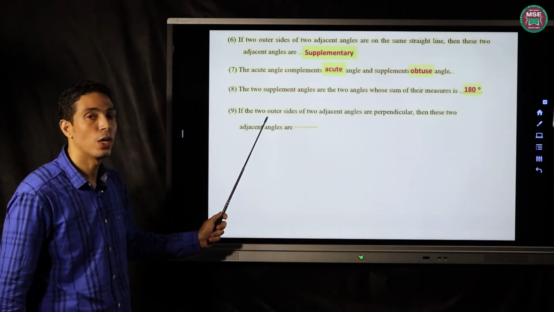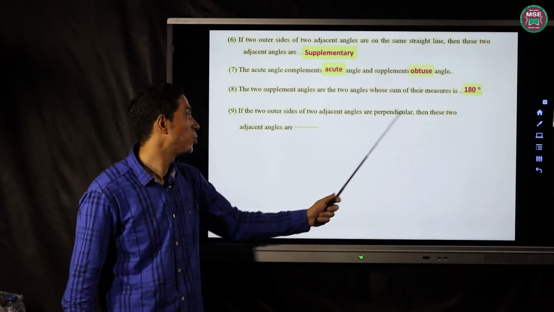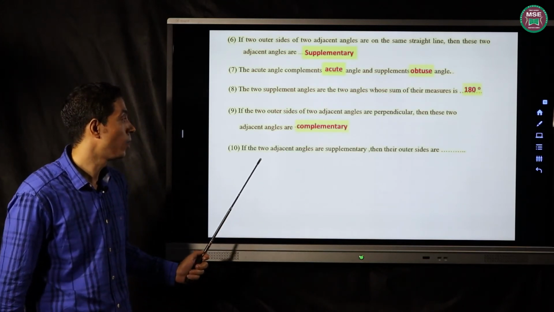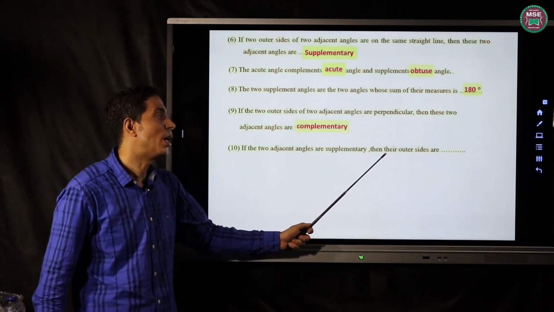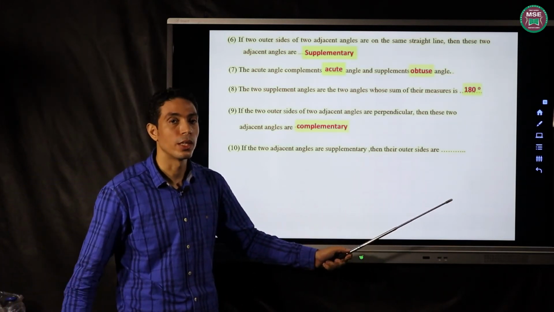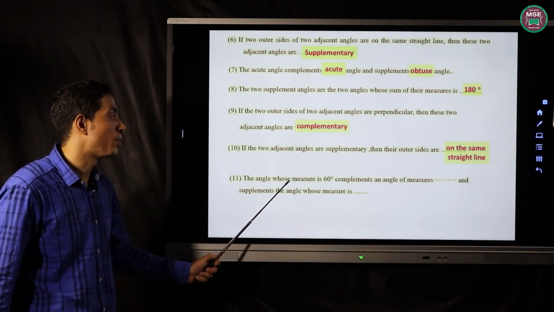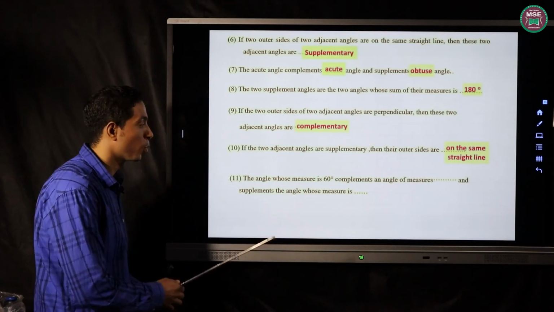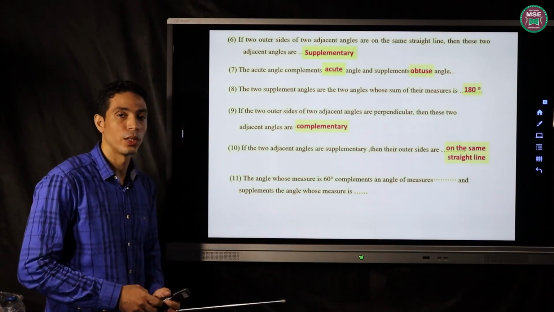Number 9, if the two outer sides of two adjacent angles are perpendicular, then these two angles must be complementary angles. Number 10, if two adjacent angles are supplementary, then the outer sides must be on the same straight line. 11, the angle whose measure is 60 degrees; complementary angles are two angles whose sum equals 90 degrees.